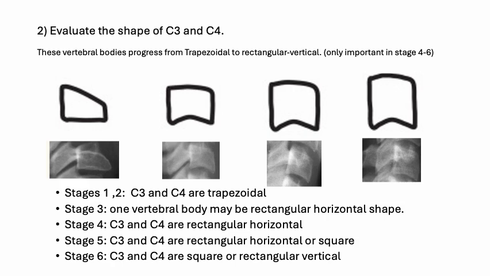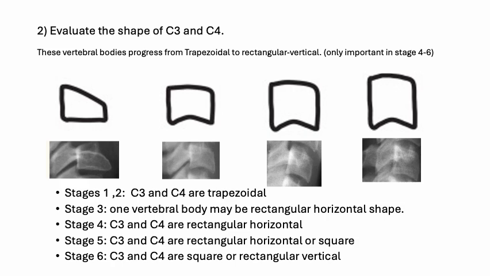Other features that you'll notice in these immature vertebrae that are trapezoidal is you'll see a shadow of the uncinate process that's usually more posteriorly based. And you can see it on this example here.